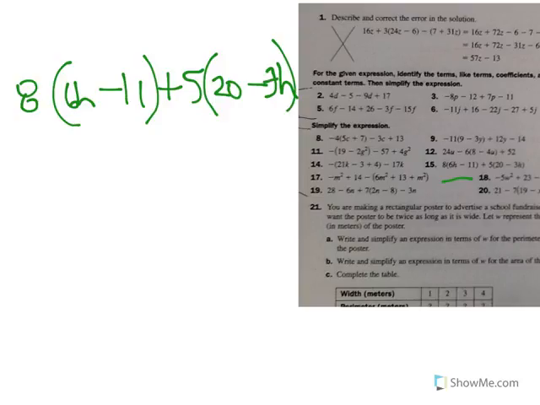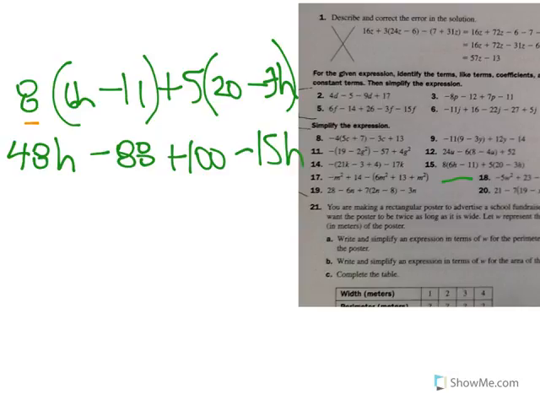Now, when I do that, I have to get rid of these parentheses. Remember, I'm going to use the distributive property. I'm going to distribute this number by multiplying 8 times 6 and then 8 times 11. So 8 times 6 is going to be 48. But I still have to keep that value h. I don't know what h is, but I still have to keep that because it's 6h. Now I do 8 times 11, so it's subtracting 88. Then plus 5 times 20 is going to be 100. And then 5 times 3 is going to be 15, so that's negative 15h.